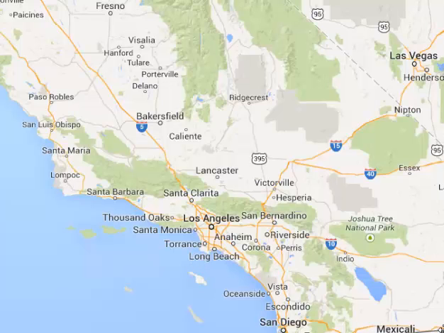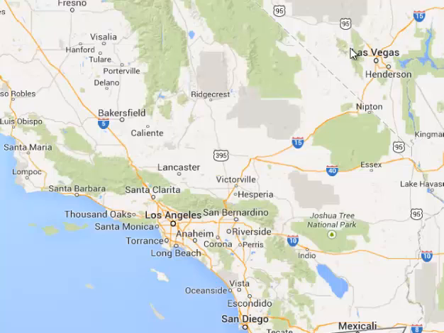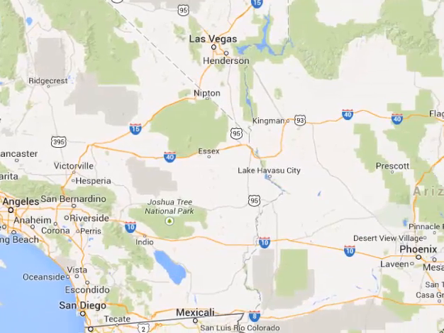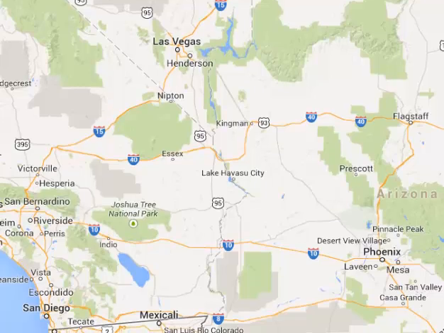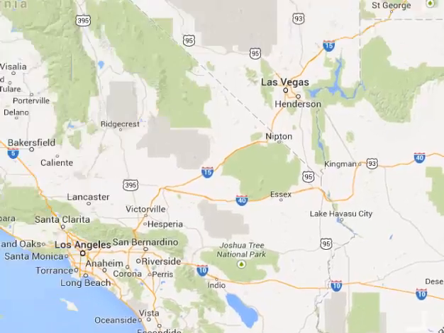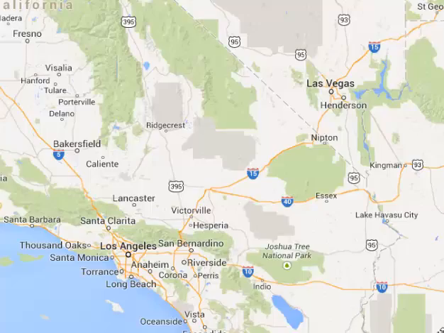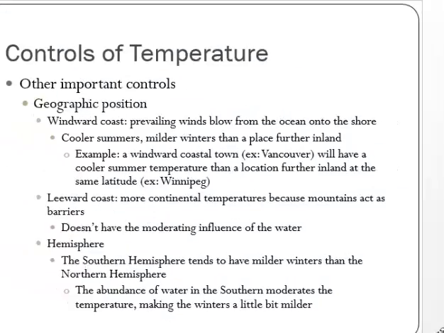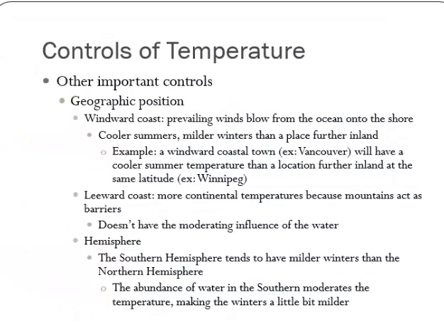Whereas on the other side of the mountains over here, places like Las Vegas get extremely hot in the summer. In the winter they don't get that cold, but they get relatively cold. Certainly much colder than places like Fresno and Bakersfield. And then you have Phoenix, which is a little further over here, which is extremely hot in the summer, and in the winter it's still not that cold, but relatively mild.